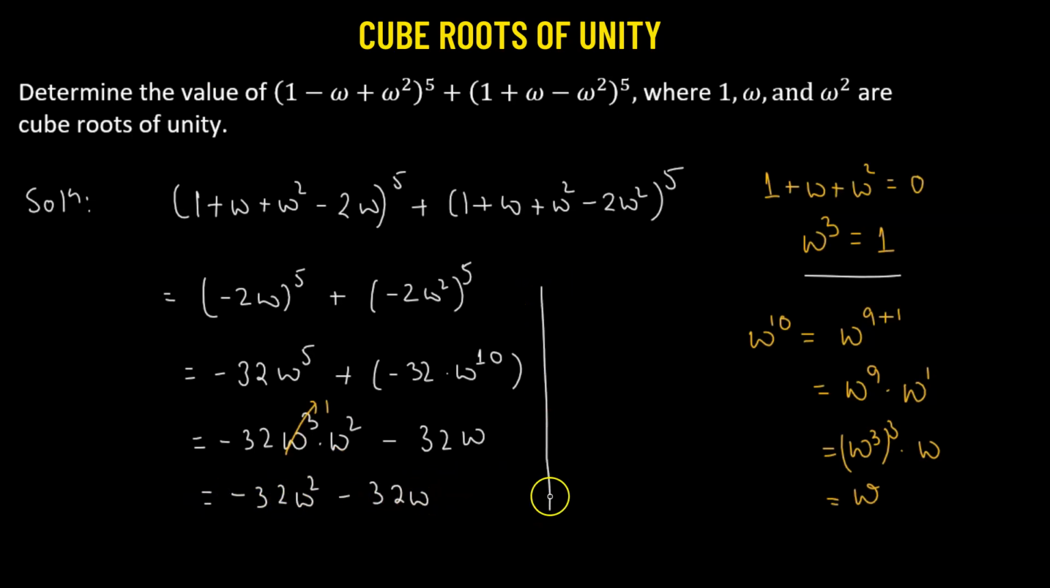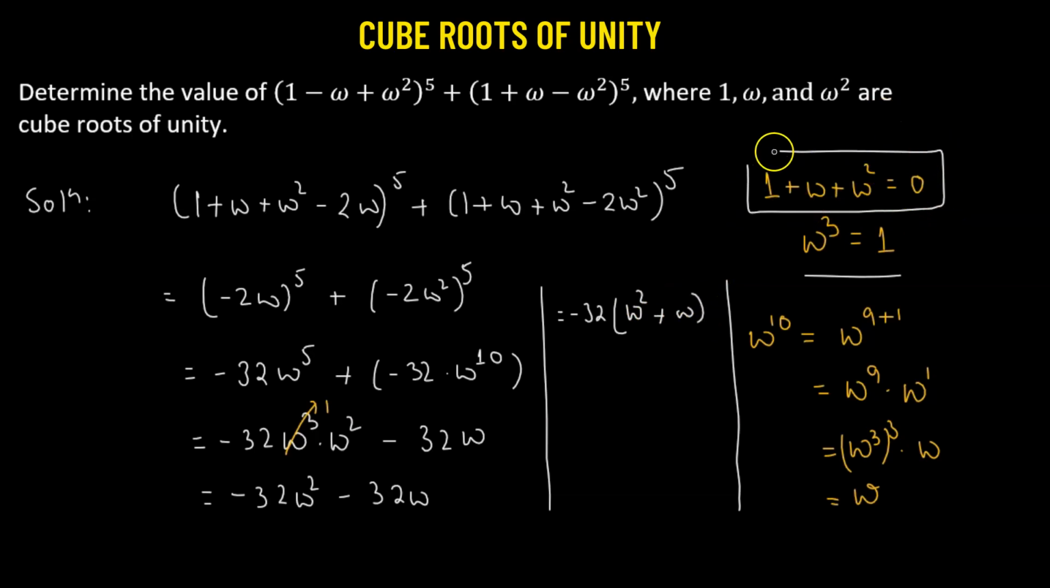Now if we take negative 32 as the common factor, we have negative 32 multiplied by omega squared plus omega. Now, if we use this particular property, 1 plus omega plus omega squared equals 0, that means omega plus omega squared will be equal to negative 1. So this will be negative 32, and in place of omega squared plus omega, we replace it with negative 1, such that our final result becomes positive 32. So this is going to be the value of this particular expression, which is 32.